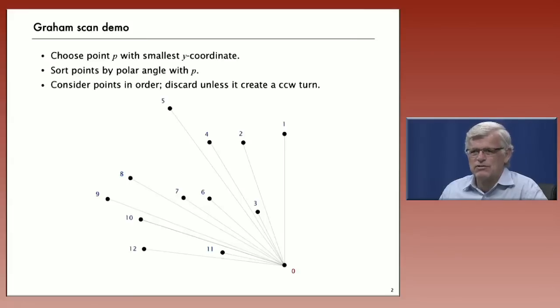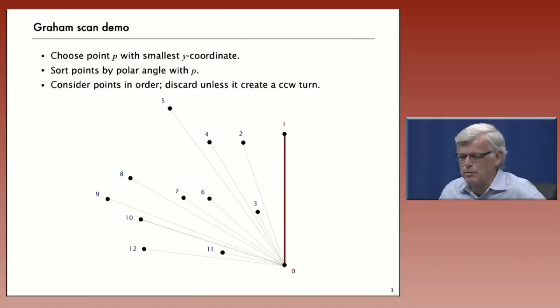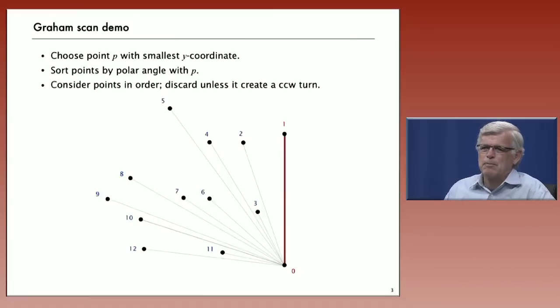And so now we'll just consider those points in order and then take them for the convex hull. At the beginning, 0, 1 is a line that's on the convex hull. Point 0 is the point with the lowest y-coordinate on the convex hull, and 1 is the one that creates the smallest polar angle with the x-axis. So now what about this one, 2? Is that on the convex hull?